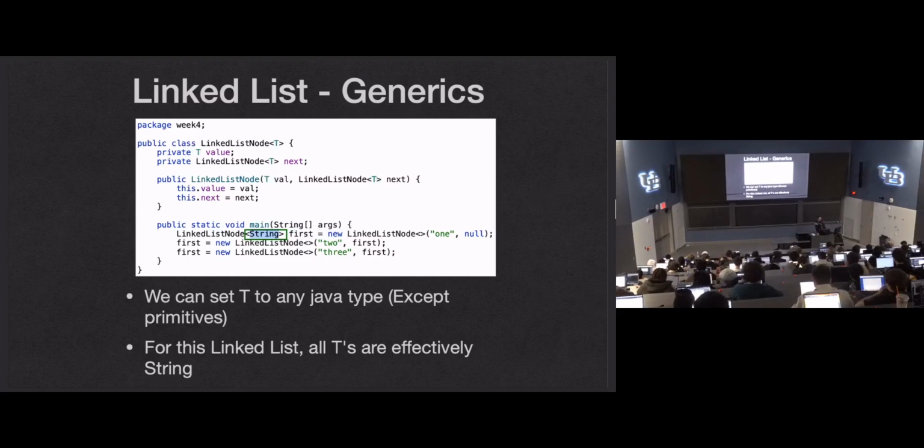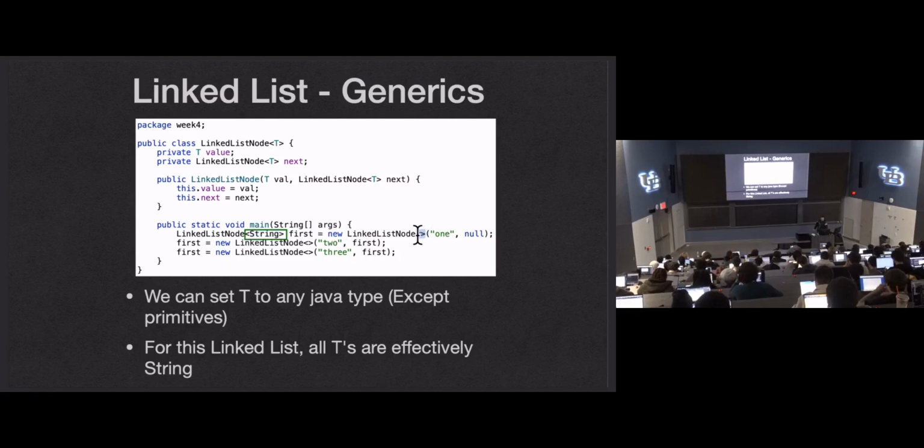So whenever you see T, that's just taking the place of a type that's going to be specified when somebody creates an object of this type. In the class, it's just T. It's all generalized out. It's all generic, if you will. But when you create objects of this type, it's going to be a specific type for that object.